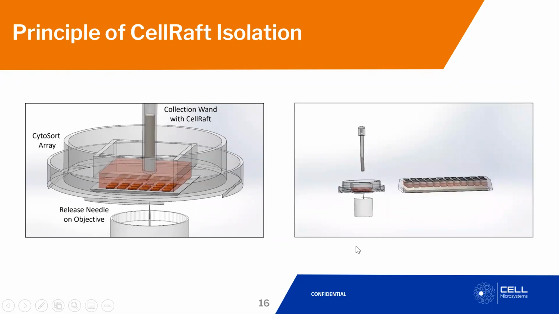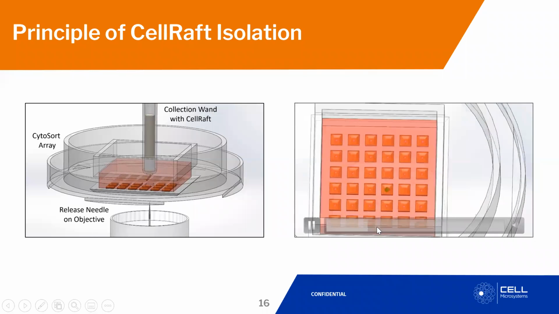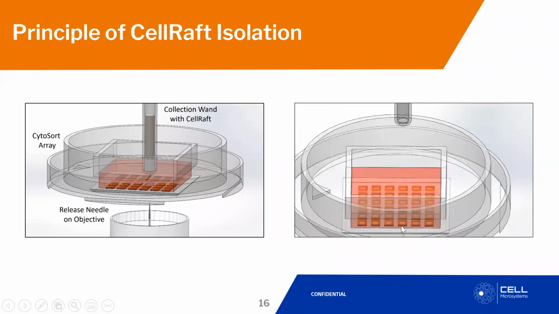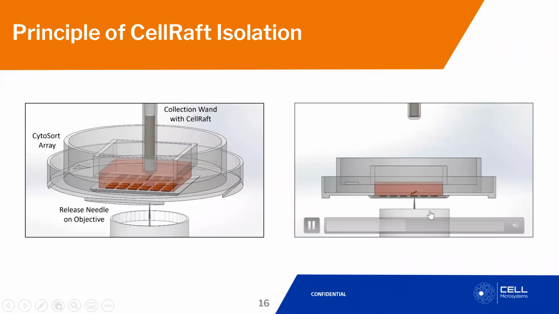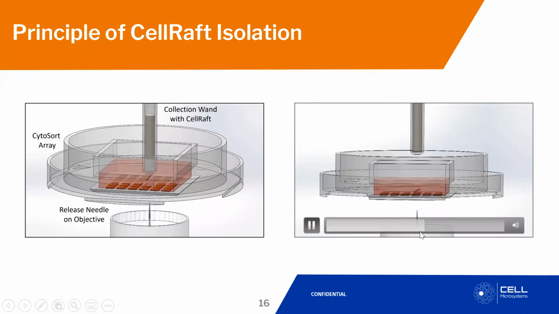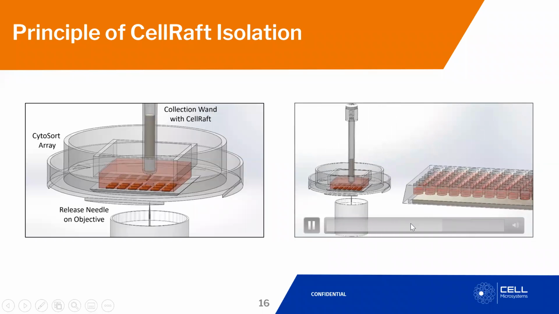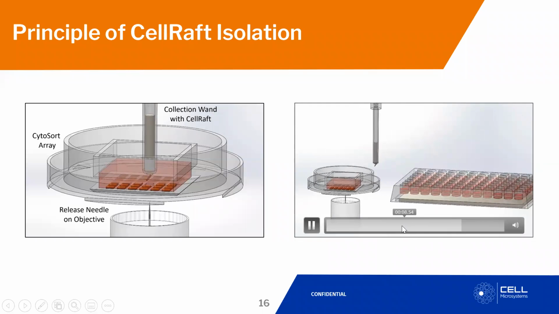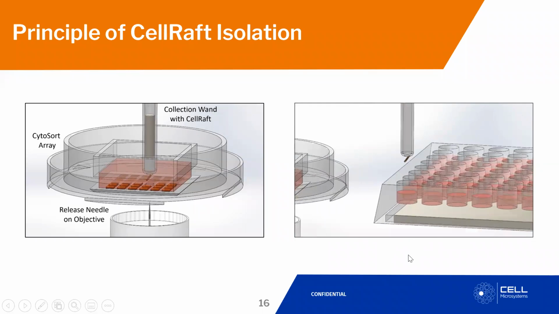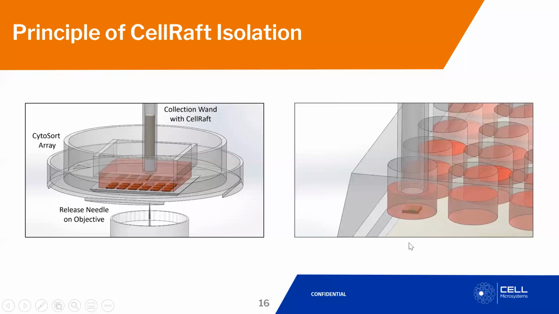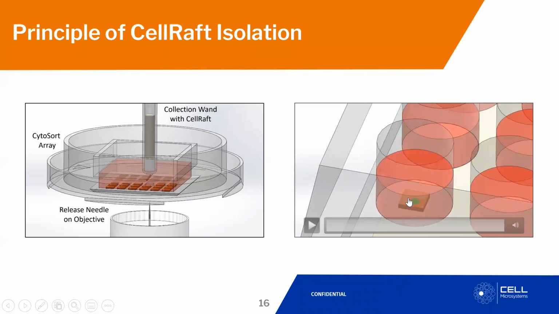So on the deck of the instrument, the raft that you have identified for retrieval is dislodged from the footprint of the array using a release needle that sits underneath the array. The magnetic wand dips into the fluid, picks up the raft for retrieval, and then takes it over to a 96-well plate for deposit. You can see here that the cells are now intact in the 96-well plate and then can grow off of the raft for further propagation.